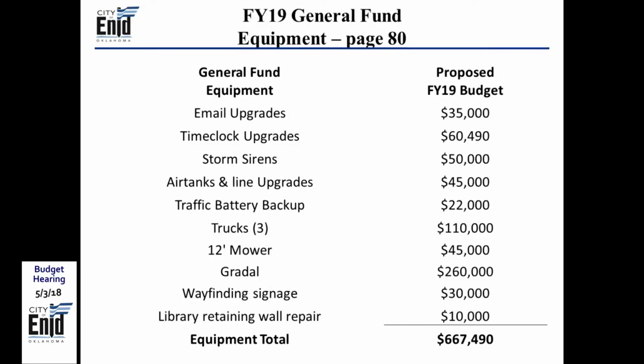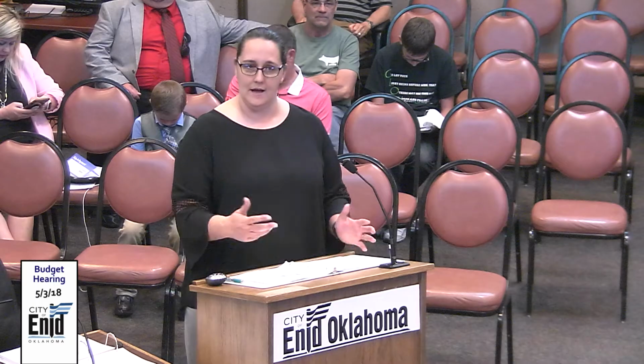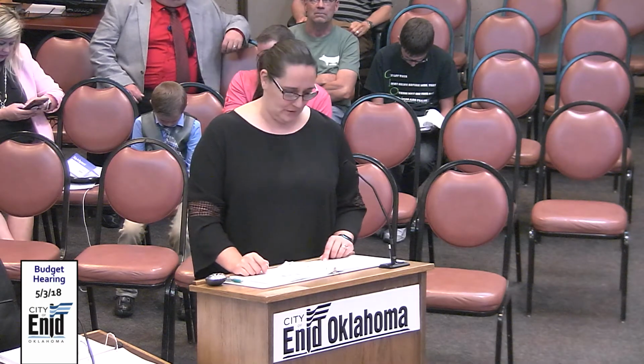All right, and then our last two items there: wayfinding signage, which, of course, we'll move on to the next phase of signs there from the Enid First team. And the library retaining wall. This has been submitted several years in CIP and not done, and we think we can just do some repairs with our concrete crew to get it through for right now.